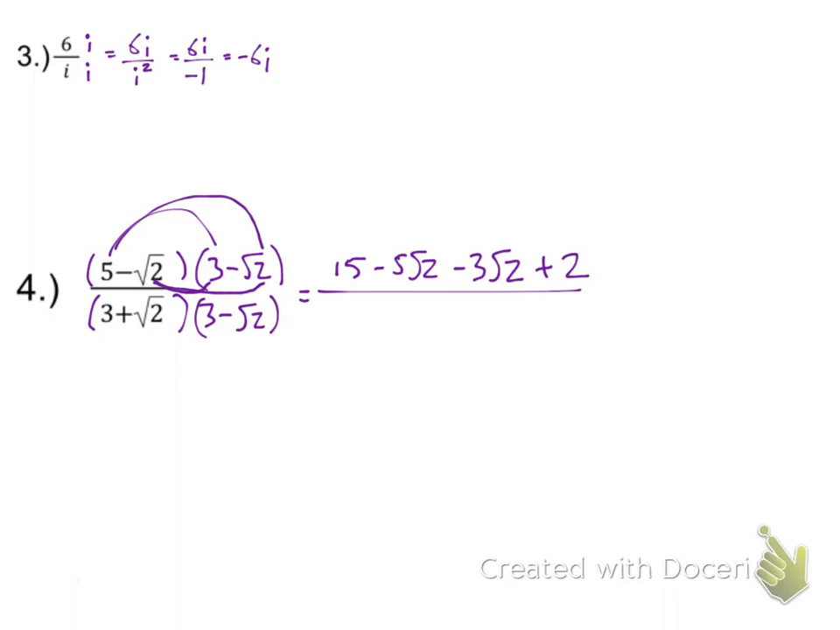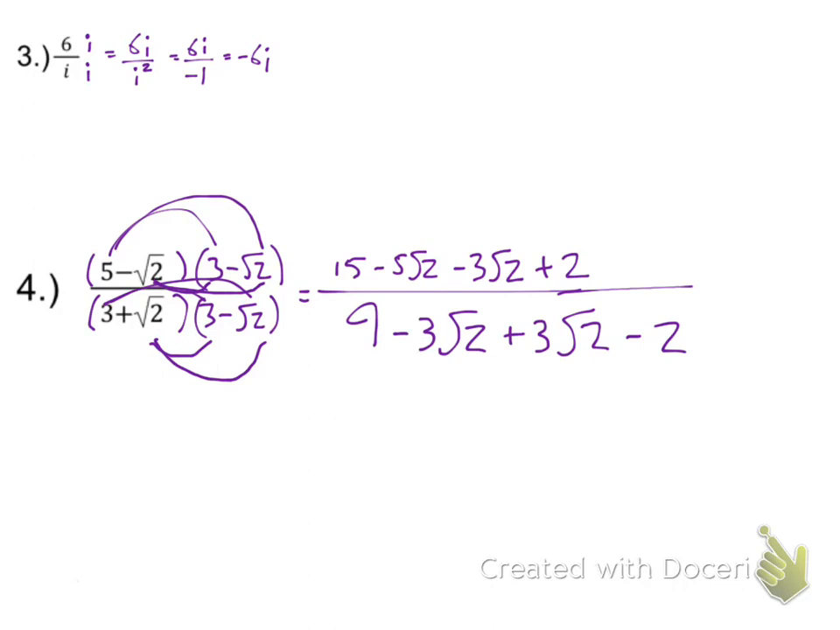The bottom should have some magical stuff going on, right? 3 times 3? 9. 3 times a negative square root of 2. Negative 3 square root of 2. A positive square root of 2 times a positive 3 is a positive 3 square root of 2. And a positive square root of 2 times a negative square root of 2 is minus 2.